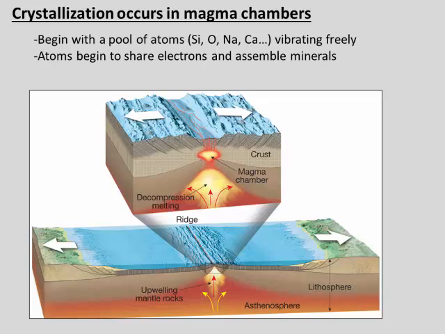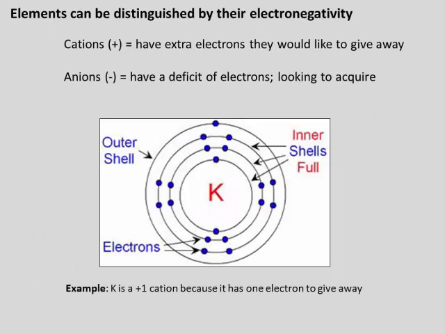But eventually those atoms are going to start to share electrons. They're going to start to bond, either ionically or covalently, and they're going to start to assemble themselves into mineral structures by bonding. And what determines the types of bonds that can form is called electronegativity. This is a basic chemistry concept you're welcome to review online, but we'll hit it quickly here.